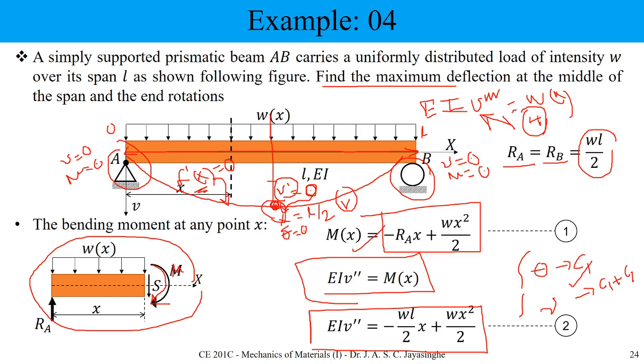Okay, this is the maximum point, or otherwise you can guess it blindly. You can take the first derivative of this, which is actually theta. The first derivative of the deflection gives theta equal to 0, and where that happens you can find the x value, substitute it into v, and get the maximum deflection.